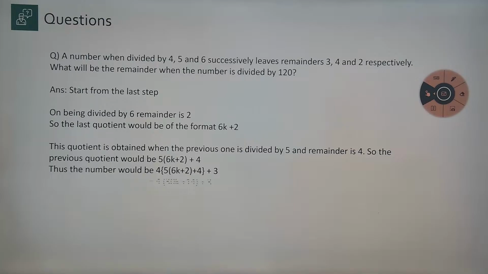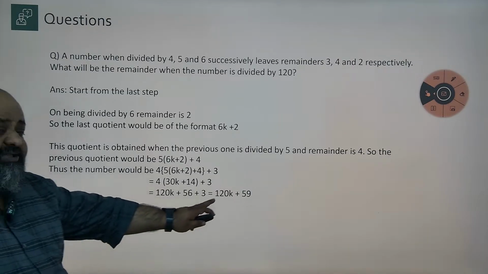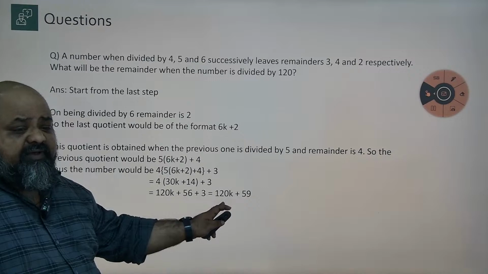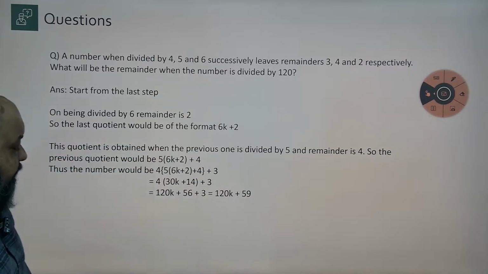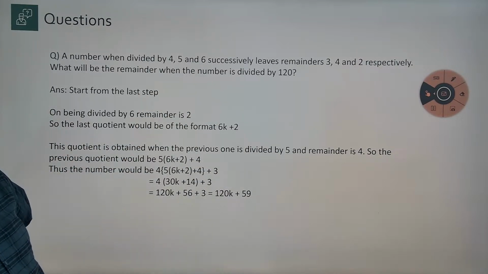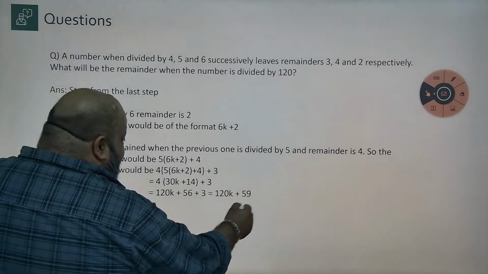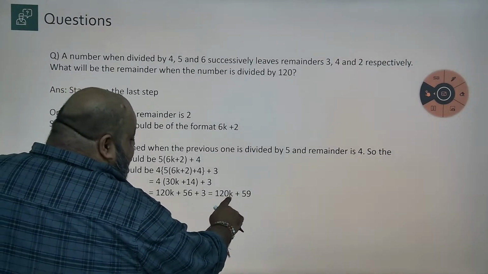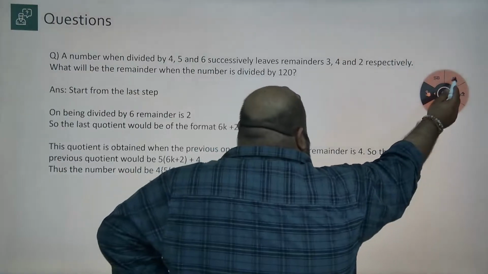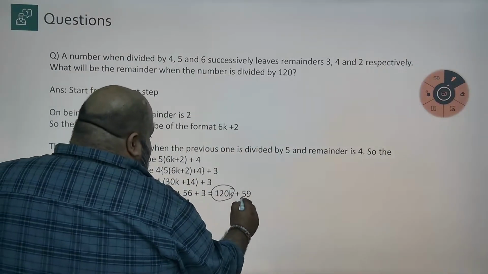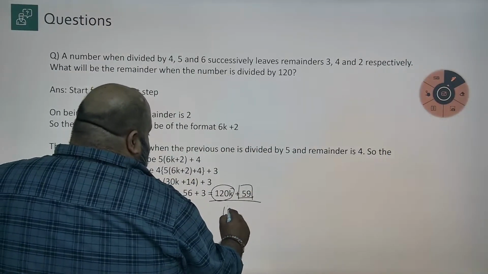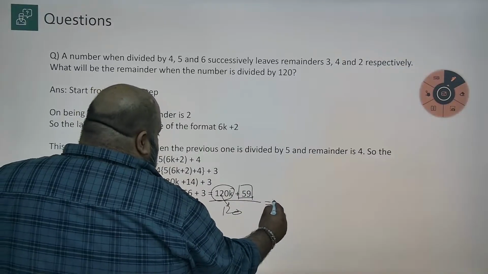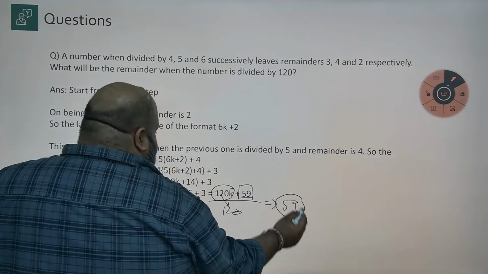Now, if I open the brackets, 30k plus 10 plus 4, 30k plus 14, 120k plus 56, 120k plus 59. So this becomes the general form of my number. Put any value of k, we will get this kind of a number. What will be the remainder when this is divided by 120? If I divide this part by 120, the first part will be divisible and the only remainder that I'll get will be from here. So this divides, leaving a remainder of 59 for me.